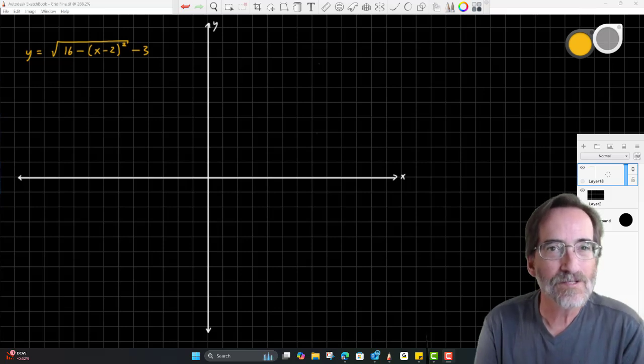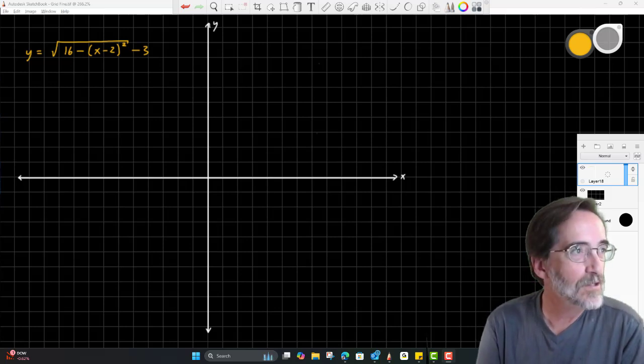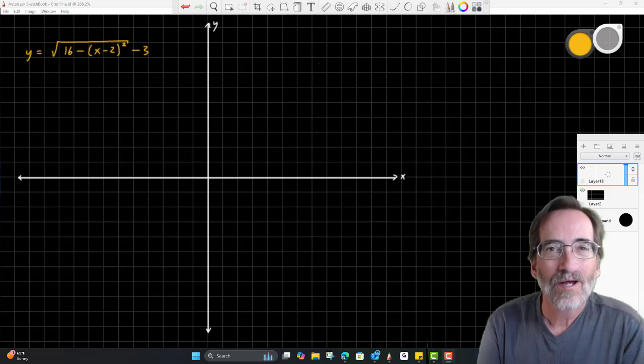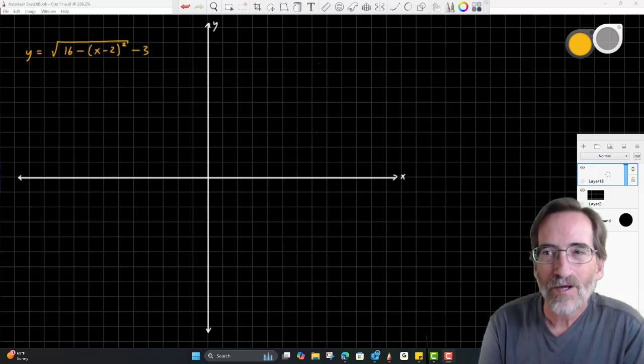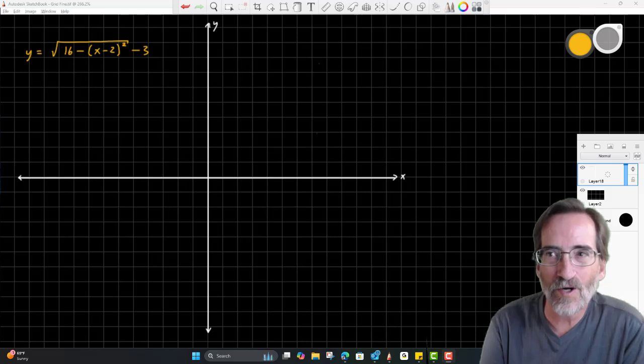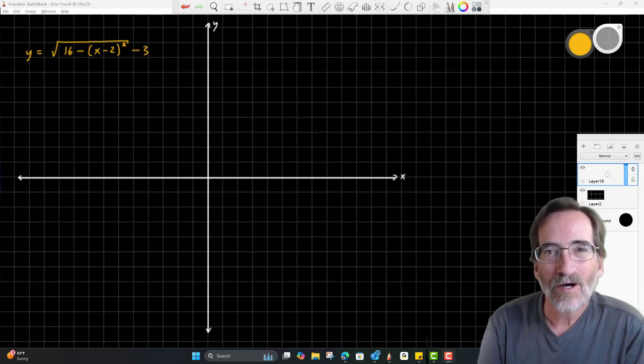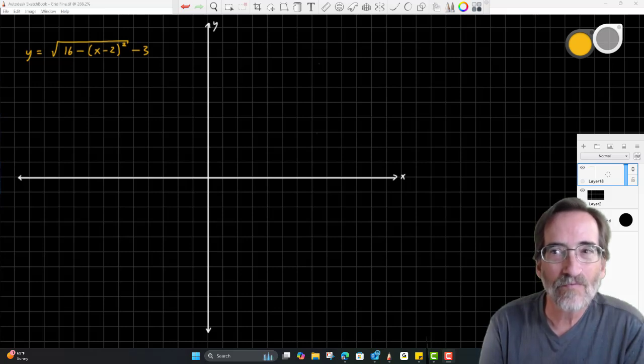Right, as I promised, I told you I would break the video for Geometry A Unit 4 Lesson 3 into two parts. And so that's what we're doing here. In this particular example, we're dealing with an equation that has a radical. So y equals the square root of 16 minus quantity x minus 2 squared minus 3. This actually is the equation of a circle.